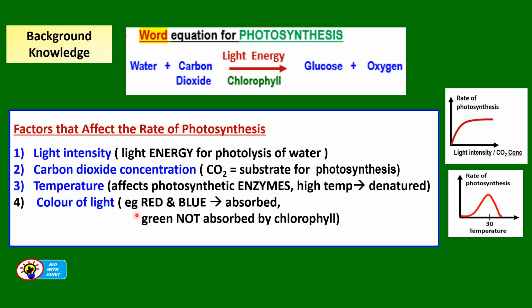Now, color of light also affects the rate of photosynthesis. So red and blue light has been found to be easily absorbed by chlorophyll and other pigments. So it can be used in photosynthesis. But chlorophyll does not absorb green light. It reflects the green light. So in green light, the rate of photosynthesis will decrease, because the plant will not get enough light energy for photosynthesis to occur.